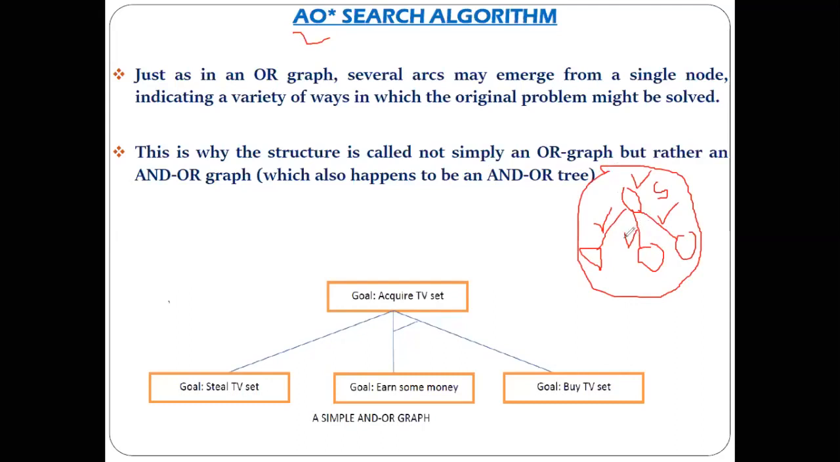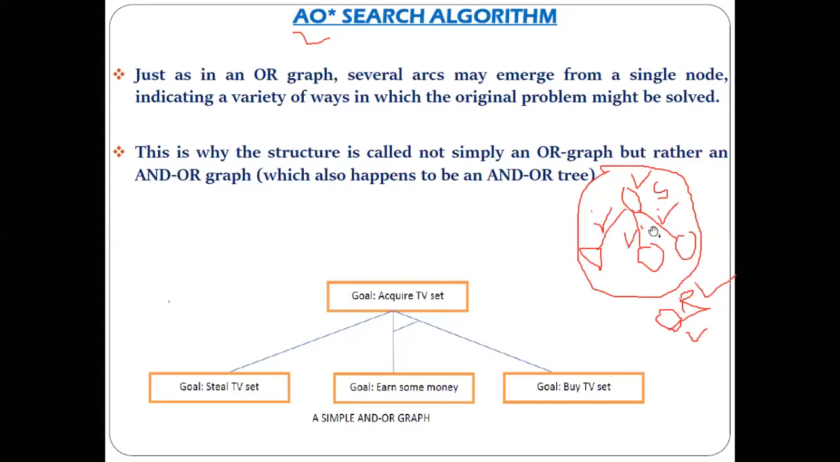But now you can see here, this particular kind of graph is simply called an OR graph. Which kind of graph? OR graph. Because the AI agent can go in this direction or this direction or this direction. Yes or no? Yes. That is the reason that all the trees we have seen up till now come under the OR tree or OR graph category. Correct? Yes. So as I mentioned here, in an OR graph, several arcs may emerge from a single node. That is 1, 2, 3. These are the number of arcs emerging from this single node. The meaning of that is what? It is indicating the varieties of ways in which the problem may get solved. Correct?